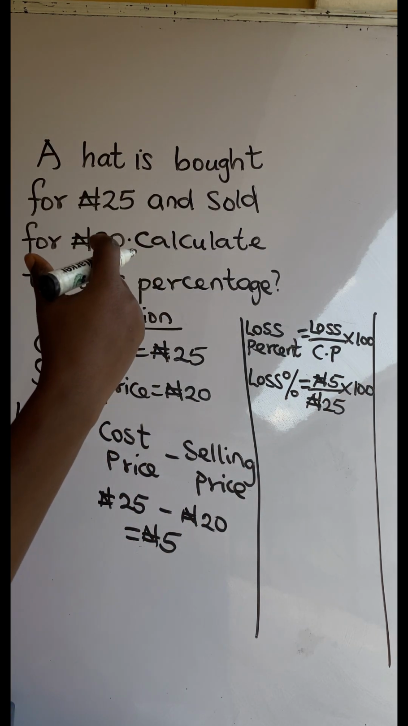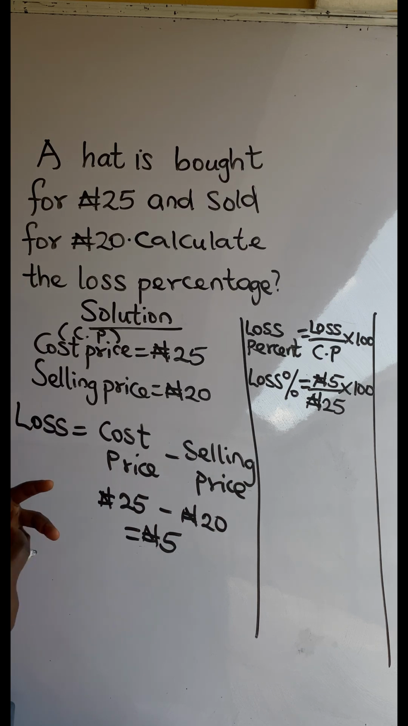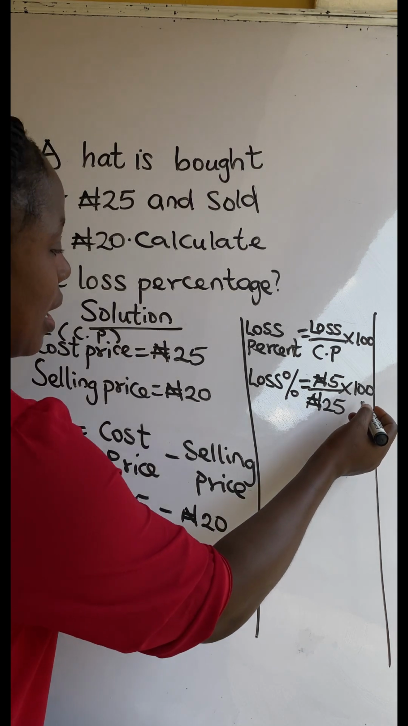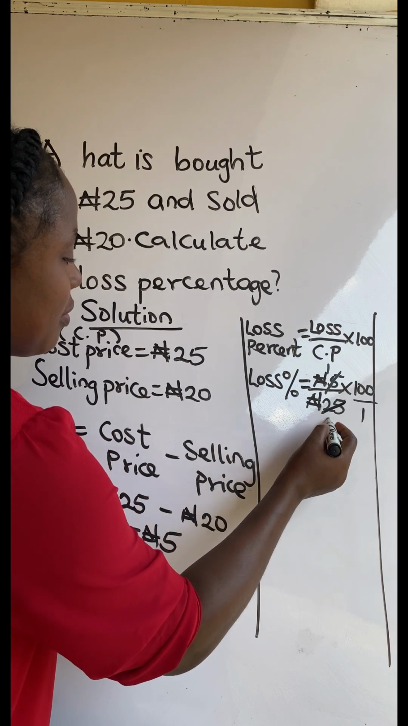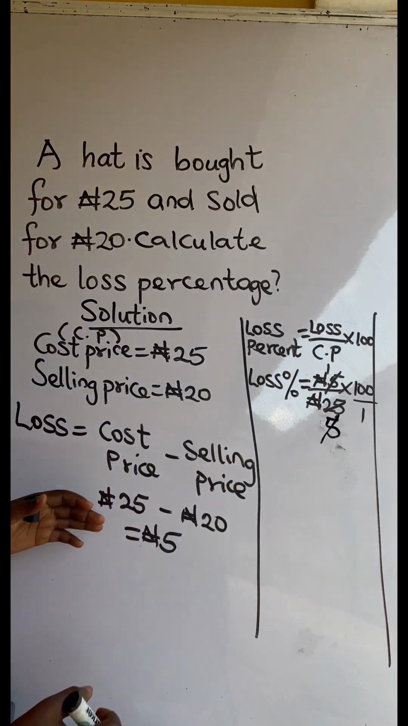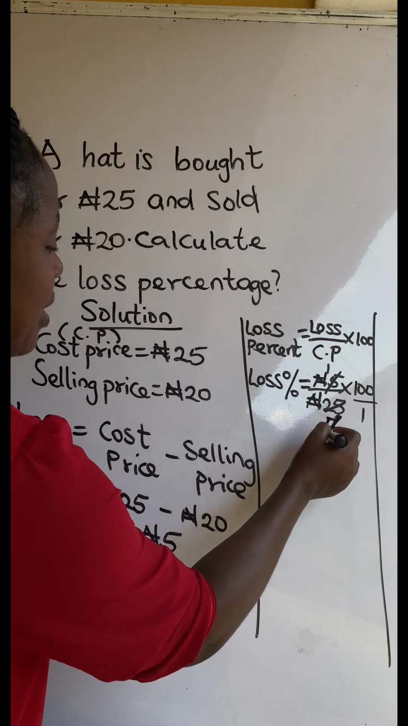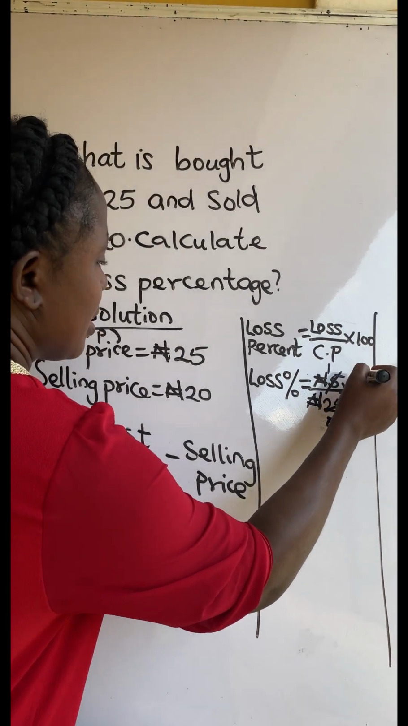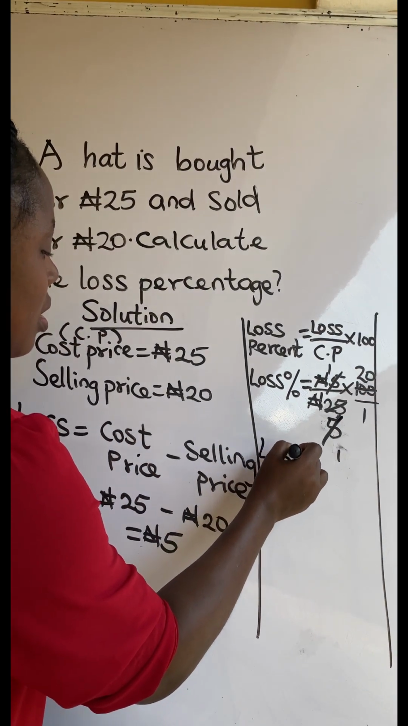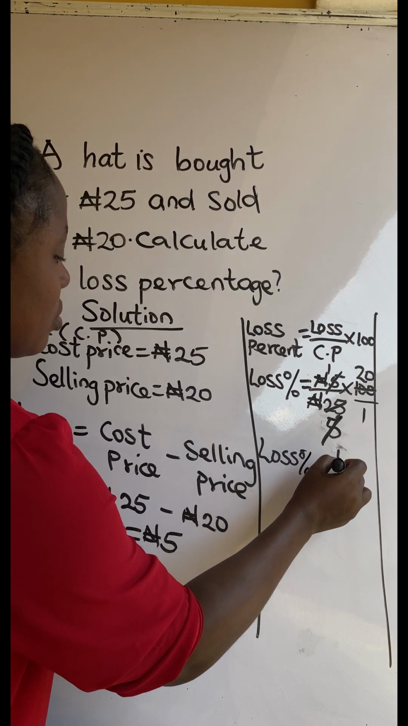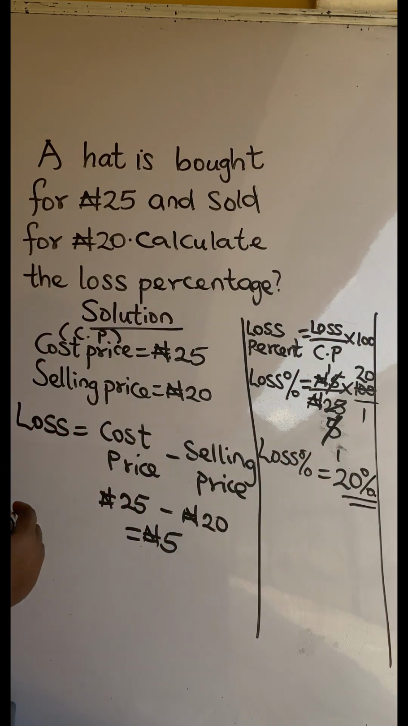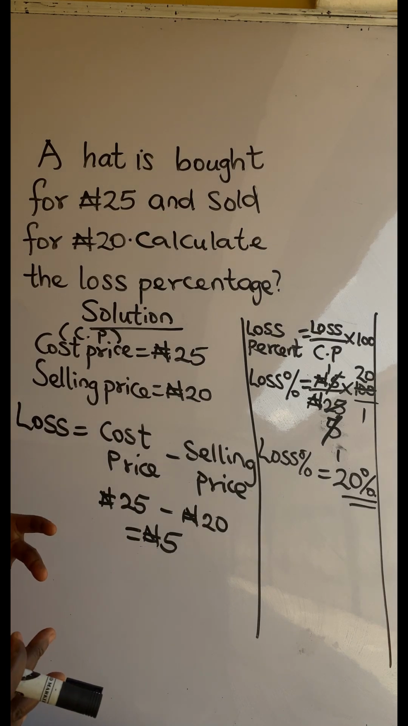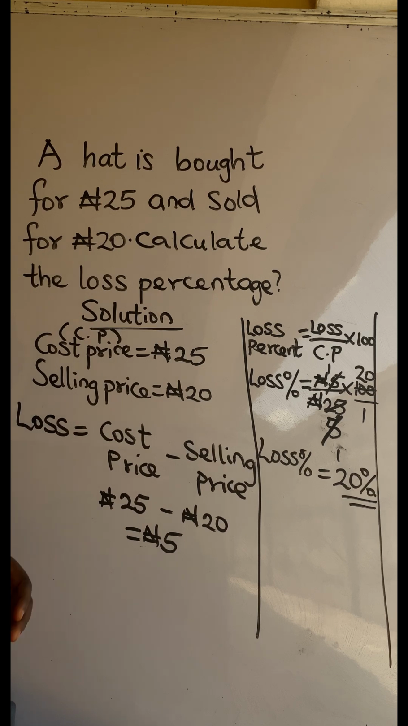At this point, we'll start to divide. We'll look at our numerator, look at the denominator, see numbers that can divide each other and cancel them out. So 5 here is 1, 5 in 25 is 5. 5 can easily go in 100. So 5 here is 20. So the loss percent is equals to 20%. This is to tell us that he or she incurred a 20% loss on the hat.